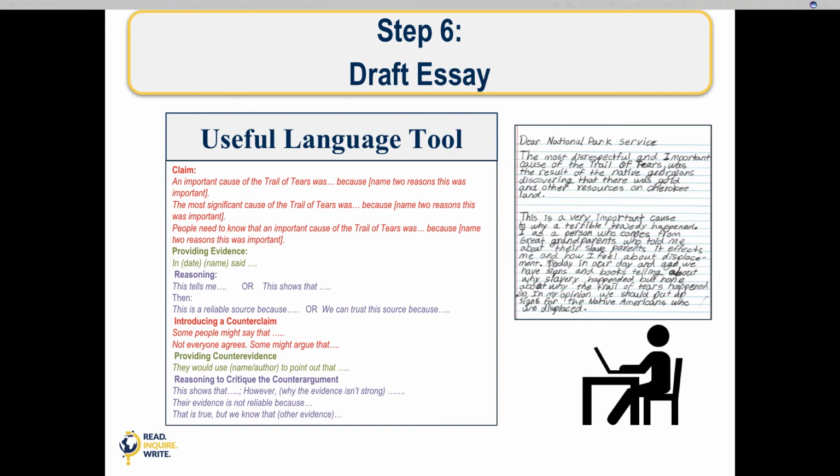We know it's sometimes difficult to start writing. That's why we also include a useful language tool. You can look at this tool to choose from examples of how to start your claim, evidence, reasoning, as well as your language for your counter-argument.